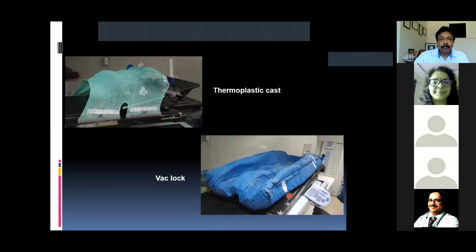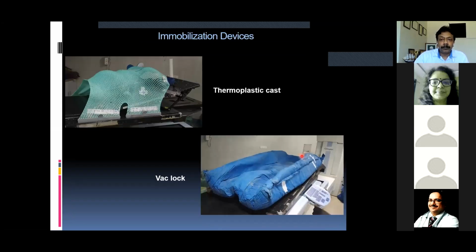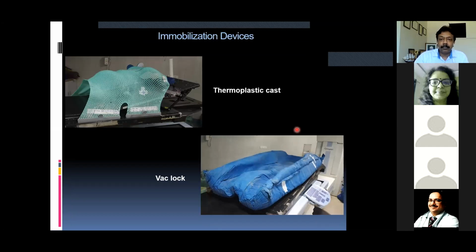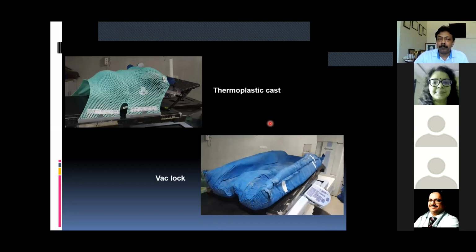Now this is the immobilization device preparation step. This is very important and should be very intense and accurate for conformal radiotherapy, to reproduce the treatment setup and restrict the movements of the patients.